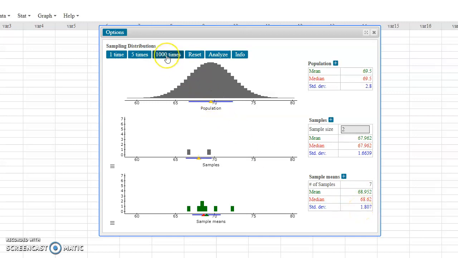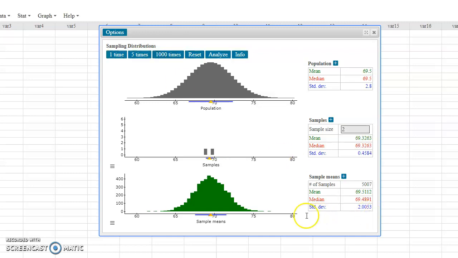Now I'm going to jump ahead and do this 1,000 times. So we're going to take 1,000 samples, and for each sample, we're going to calculate the mean. So here are the 1,000. Now we have 1,007 means. Here's the distribution of the 1,007 means. So now I want to actually get 5,000. Now I have 5,007 means. So here's the distribution of the 5,007 means.